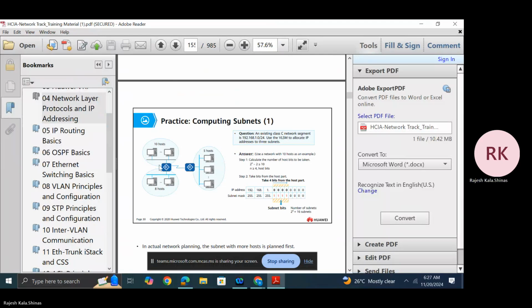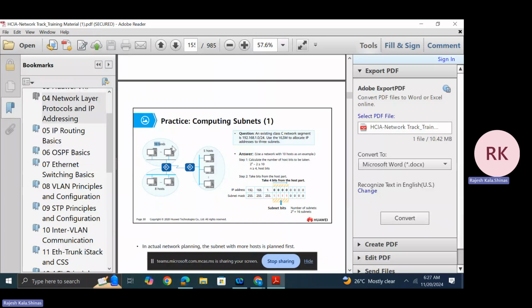So this is actually VLSM, variable length subnet mask. Every subnet requires a different number of hosts. The first one requires 10 host addresses, another one requires 8 hosts, another one requires 5 hosts. So here we'll subnet based on the number of hosts. The first one needs 10 hosts.